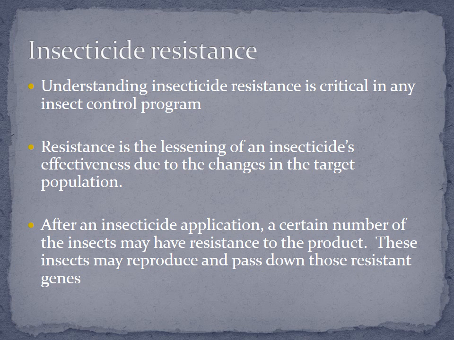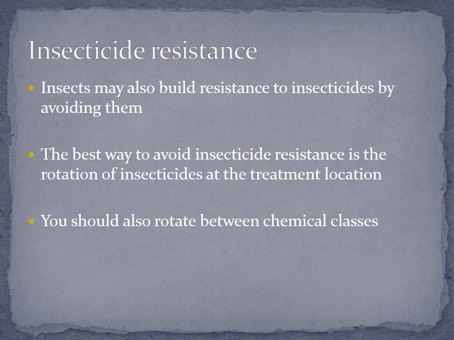So we're going to talk a little bit in the next slide about how we can help control some of this issue. As we talk further about insecticide resistance, you need to know that insects may also build a resistance to insecticides by avoiding them. The best way to avoid insecticide resistance is also rotation of insecticides at the treatment location. You should also rotate between chemical classes. Obviously, insects can build resistance to insecticides by avoiding them.